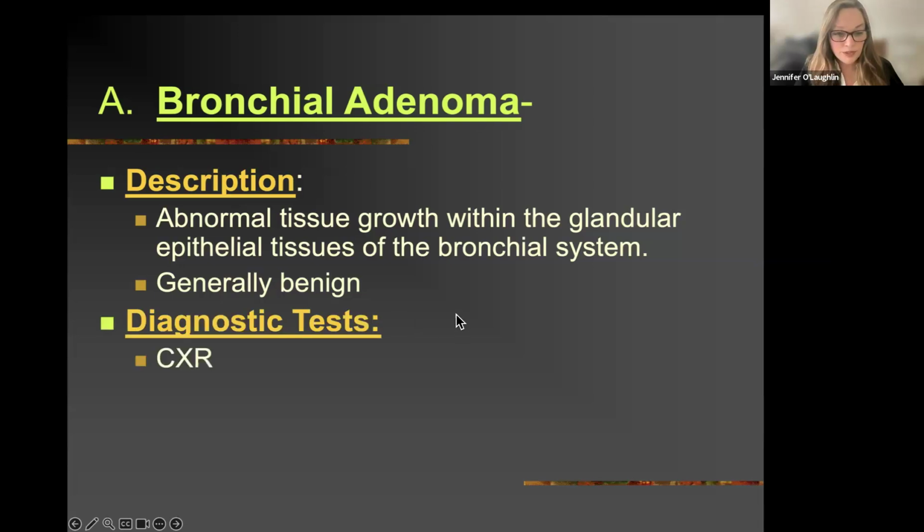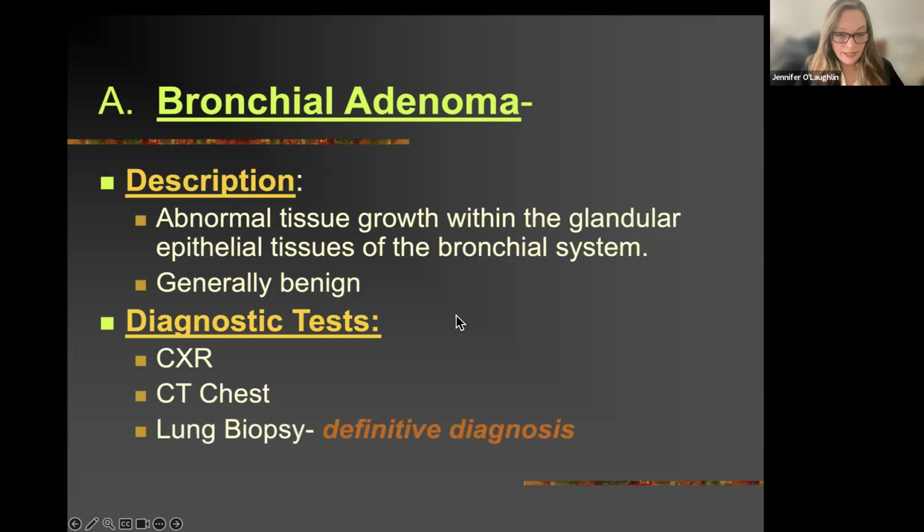Diagnostic tests you can do: a chest x-ray, a CT of the chest, and then a lung biopsy to provide the definitive diagnosis. And the order of how this usually happens is somebody will have a chest x-ray, they'll see a mass. We better look at that more. Let's do a CT. So they'll do a CT to get more information on the mass, and then a biopsy to pull cells out of the mass and then say, okay, this is bronchial adenoma.